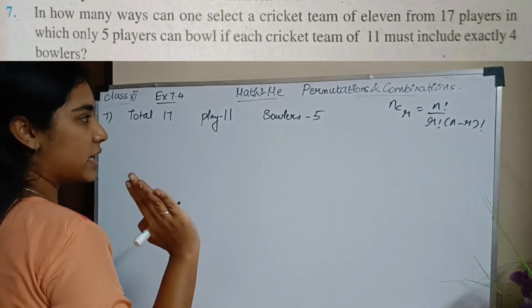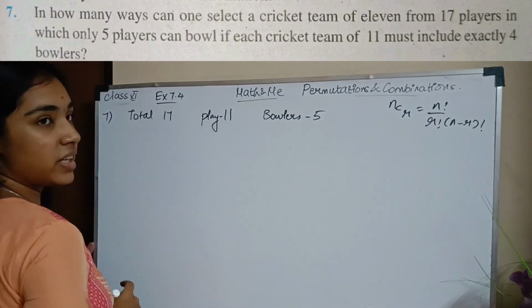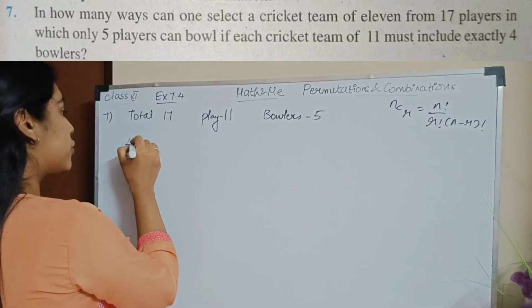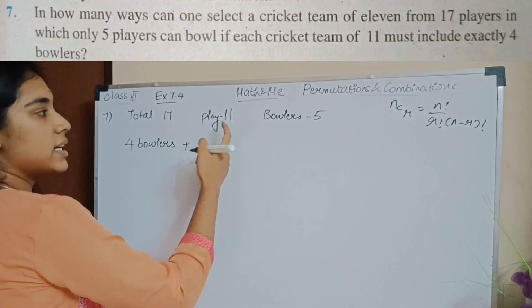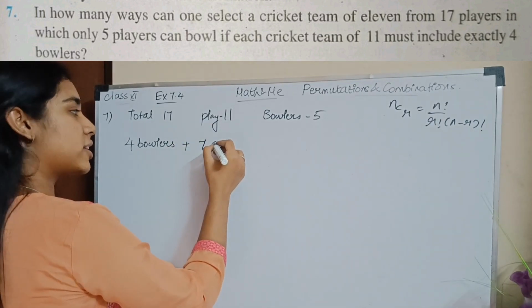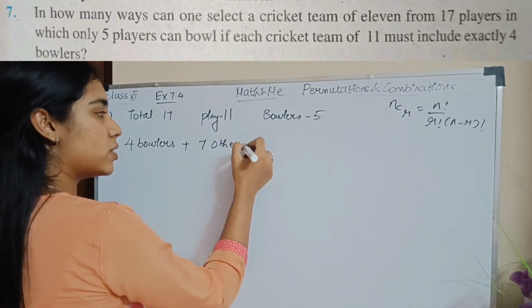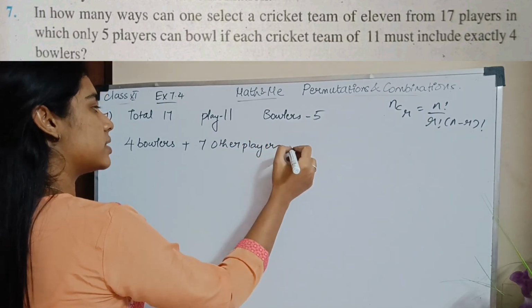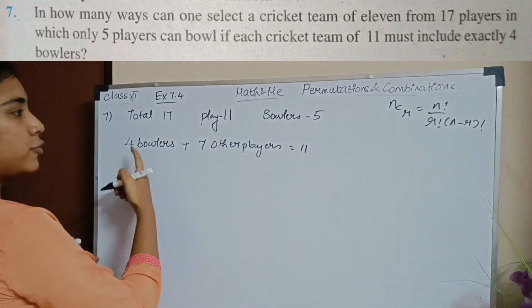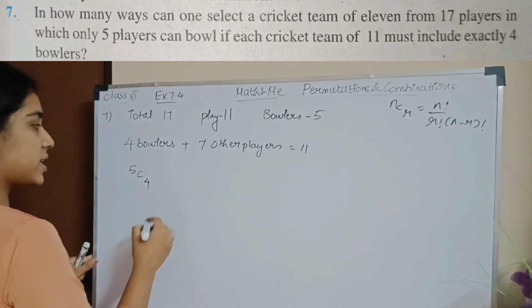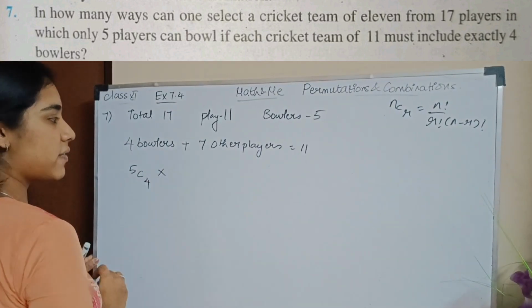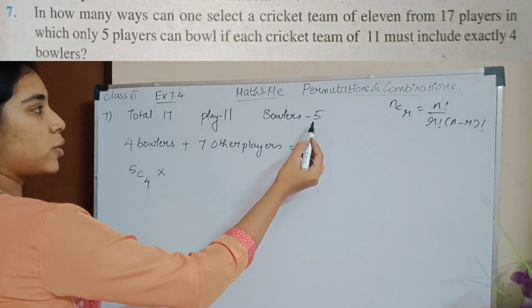Four bowlers must be there. I need 11 in total and I want 4 bowlers, so 11 minus 4 is 7 other players. So how can I choose? This is 11 in total, so I need 4 bowlers. I'm going to choose 4 bowlers from the 5 bowlers that I have, and I need to choose 7 more people.